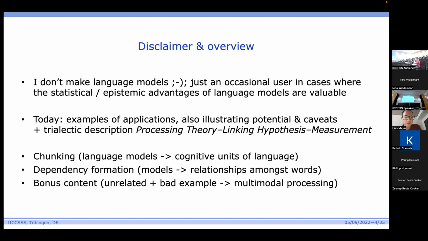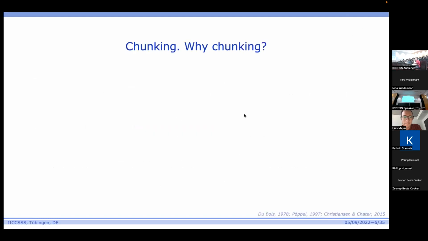I will also speak a bit about dependency formation, possible models. And then if we have time, there will be bonus content from a bad example. So I'm guilty of bad scientific practice, and I will try and find the time to tell you about it, okay?